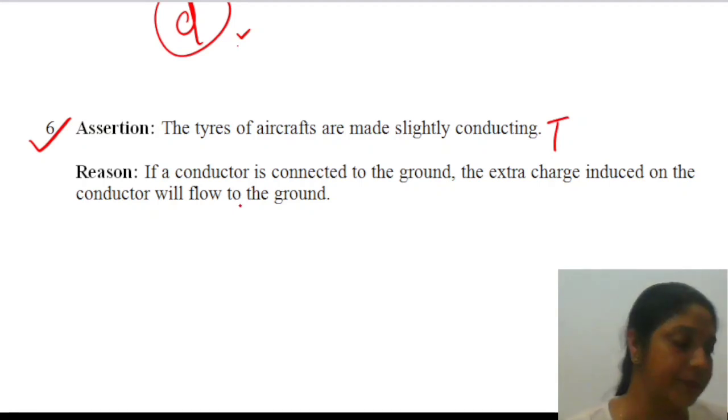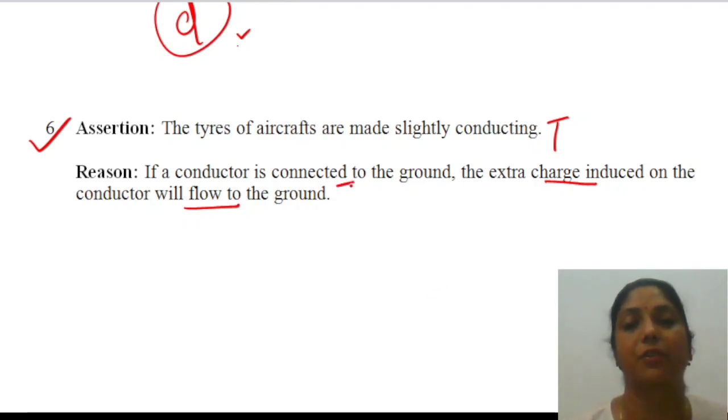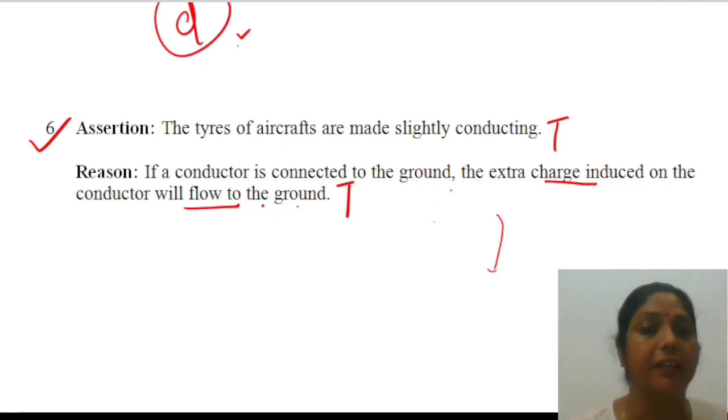Now read this statement. Reason: If a conductor is connected to the ground, the extra charge induced on the conductor will flow to the ground. Yes, this statement is absolutely correct and it is correct expression of this assertion. Why are the tires of aircraft made slightly conducting? Because if a conductor is connected, it means the tire made of conductor is connected to the ground, the extra charge induced on the conductor or tire will flow to the ground, and it is done only for safety purpose, right?